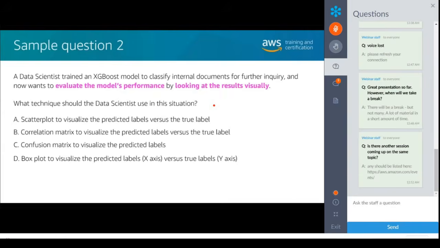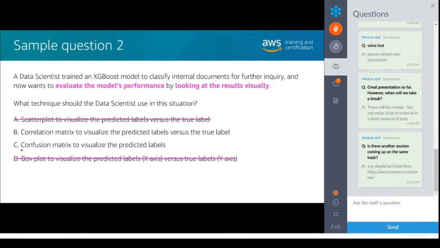you end up with these discrete points. Because we said classify internal documents, so we're not getting a number here, we're getting a category. So we're just going to get these solid dots in a scatter plot. So a scatter plot doesn't feel very good to me. And a box plot, to visualize predicted labels X versus true labels Y, again, it's going to be just 0 or 1. Either it's correct or it's not. So a box plot is not really going to help us here either.